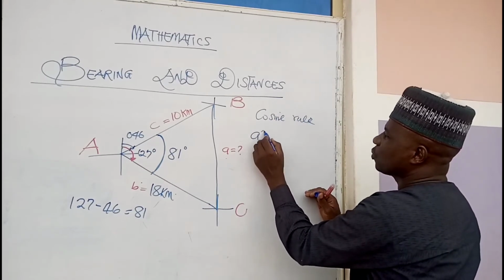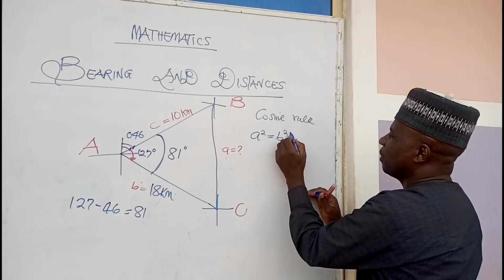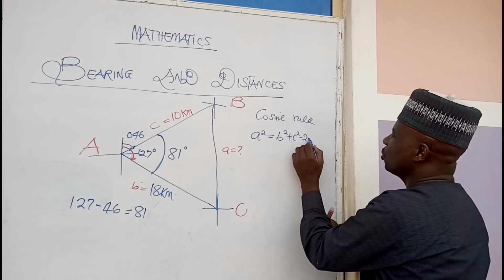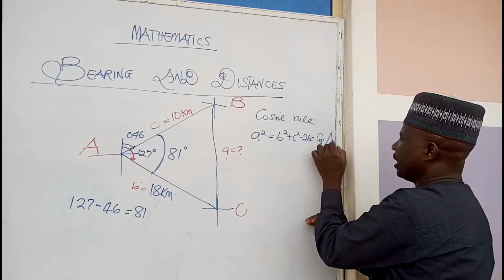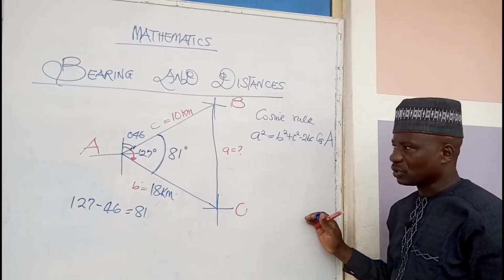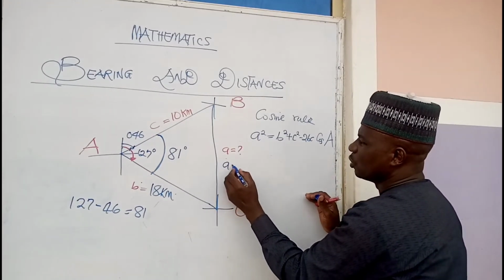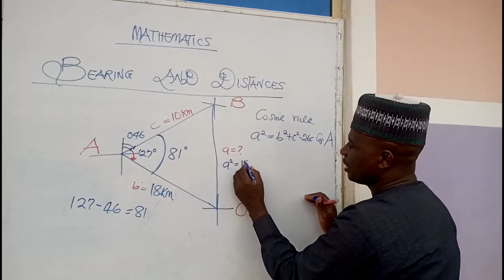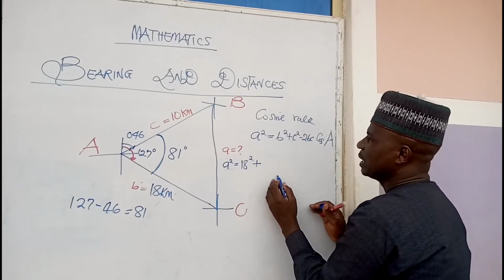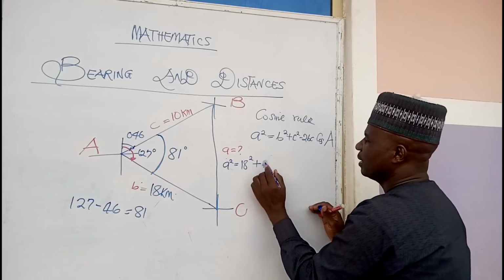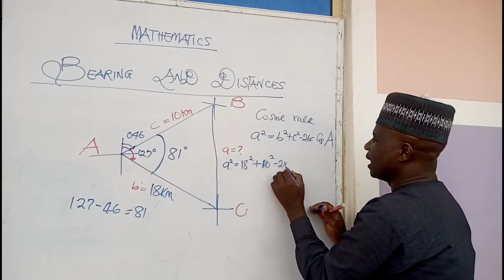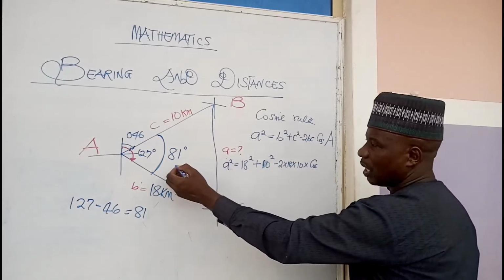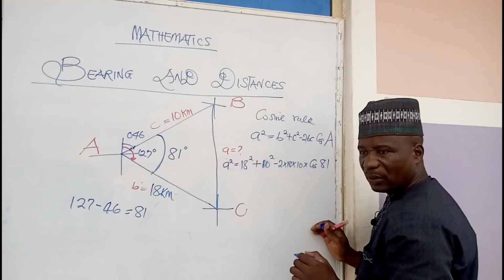A squared is equal to B squared plus C squared minus 2BC cos A. That is what it is telling us. And what is our A squared? We don't know. A squared is equal to, what's our B squared? That is, what is our B? B is 18. 18 squared plus C squared. That is 10 squared, minus 2 times 18 times 10 times cos 81. Are we together?